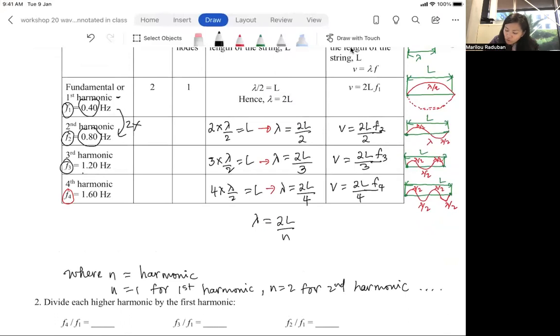And for the speed, you'll also see a pattern here. You have for the first harmonic 2L times F1, second harmonic 2L divided by 2, third harmonic 2L divided by 3, 2L divided by 4, and so on. So you have a pattern for the speed: 2L Fn divided by n. Okay, n gives you the harmonic. n equals 1 is the first harmonic, n equals 2 the second harmonic, and so on. So you can have a general equation for the wavelength and the speed of the harmonics.